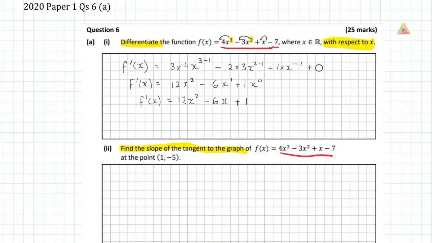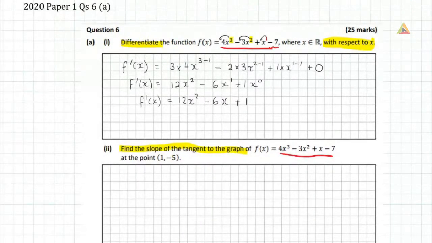So to find the slope of the tangent means we're going to use our dy dx or our f dash of x. We're going to be subbing in our x value. So our x value here is 1. So everywhere I have an x in my f dash of x, I'm going to put in a 1, and that's going to give me my slope. So I'm going to say my slope is equal to 12 times 1 squared minus 6 times 1 plus 1, which is 12 minus 6 plus 1, and that gives me a slope of 7.